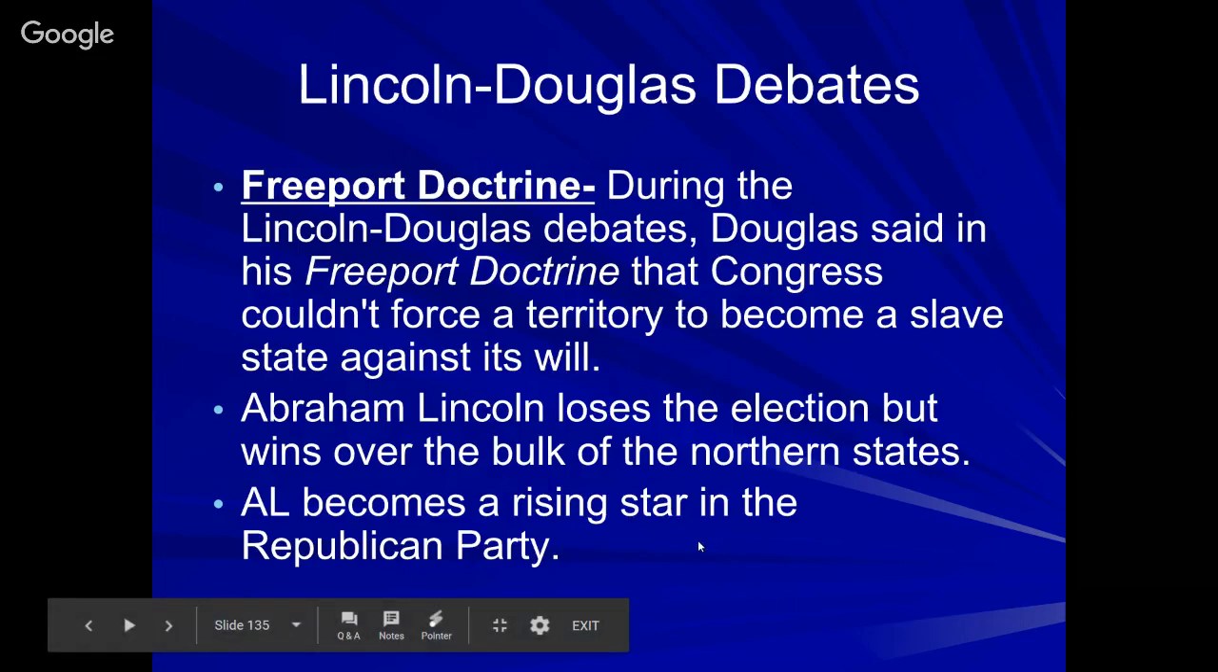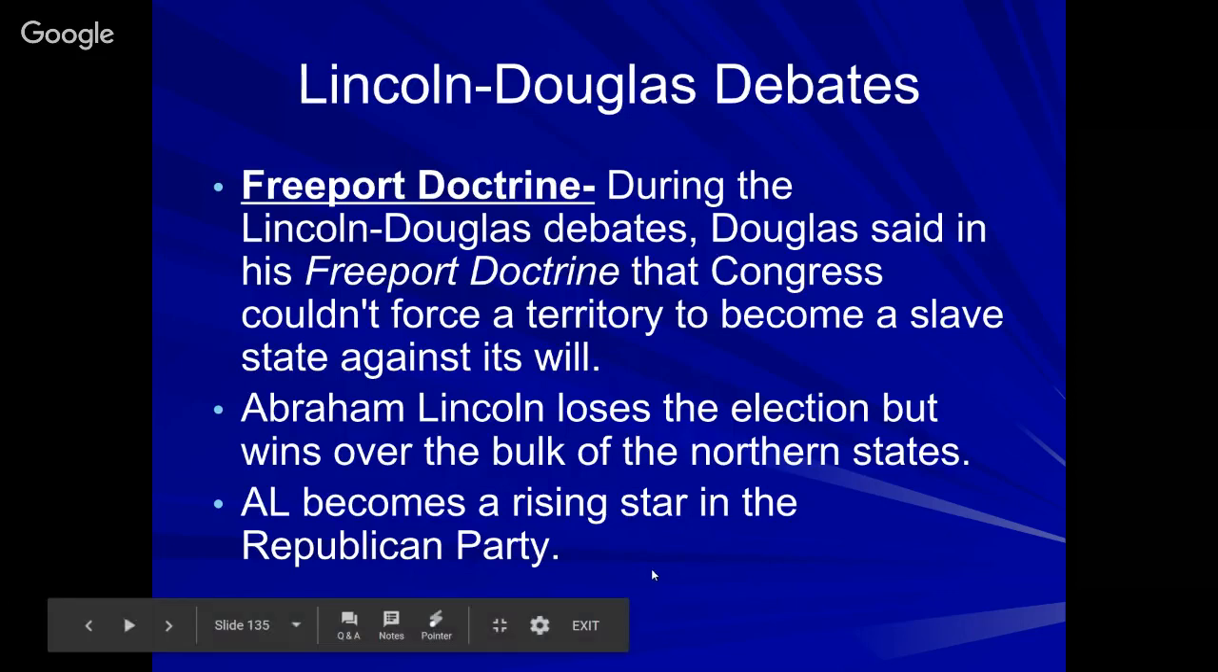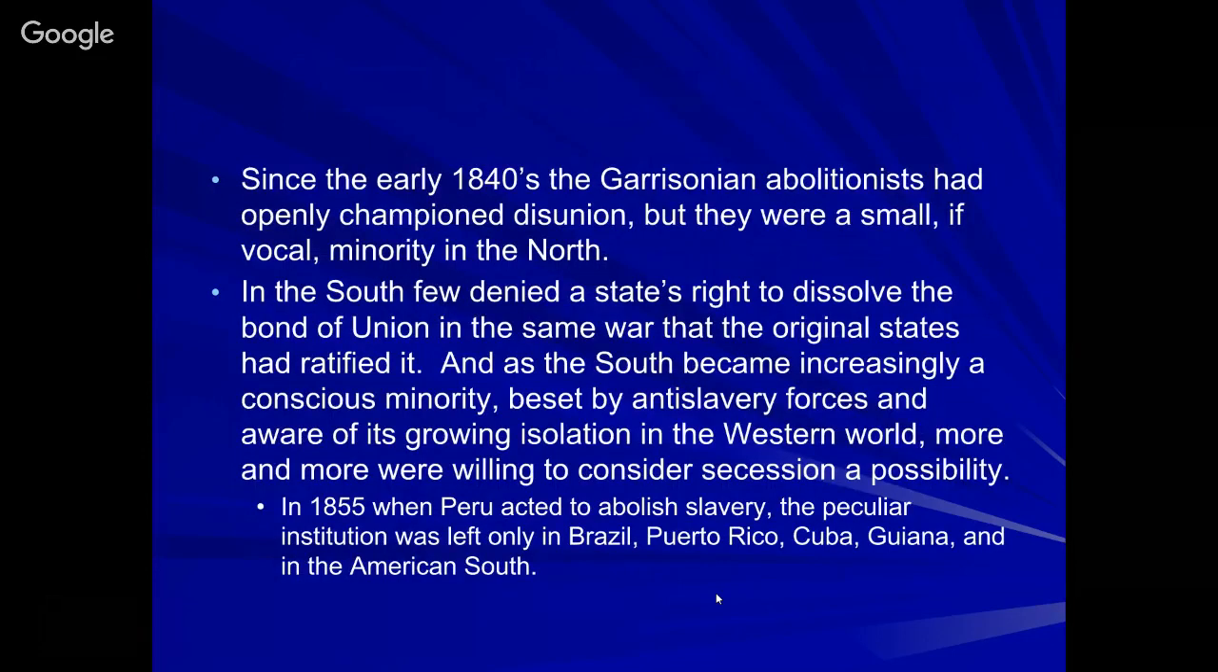And of course, as much as Lincoln was becoming a household name in the North because of the Lincoln-Douglas debates, Lincoln is also becoming a household name in the South, and Southerners began to grow very fearful of a potential candidacy of Abraham Lincoln. They really feared him. Since the early 1840s, the Garrisonian abolitionists had openly championed disunion. Time made them quite unpopular. They were a small but very vocal minority in the North. However, in the South, especially as we approach the late 1850s, few denied a state's right to dissolve the bond of union in the same way that the original states had ratified it.